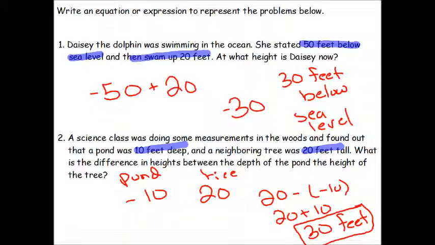Alright, so that's it. So that was absolute value equations, and then representing an equation with a picture and a number line.